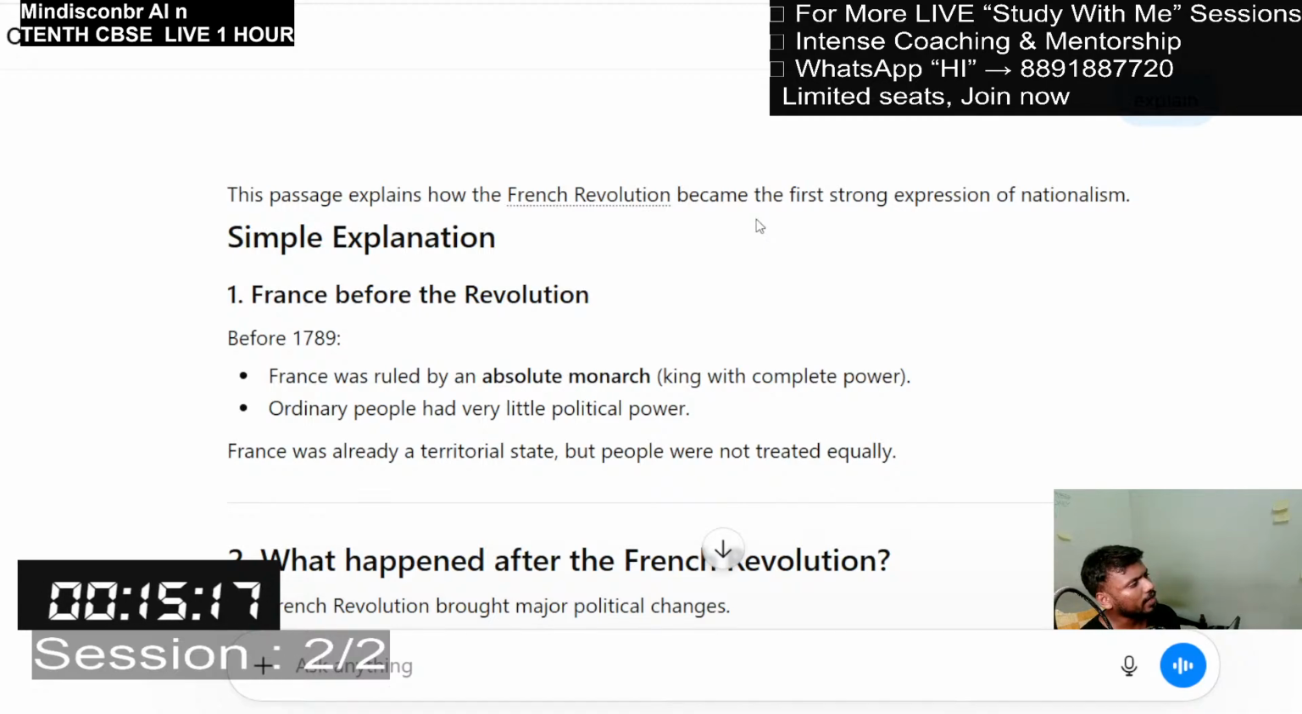France was ruled by an absolute monarch, a king with complete power. Before 1789, France was ruled by a king with complete power, that is called monarchy or absolute monarchy. Ordinary people had very little political power. France was already a territorial state, but people were not treated equally.